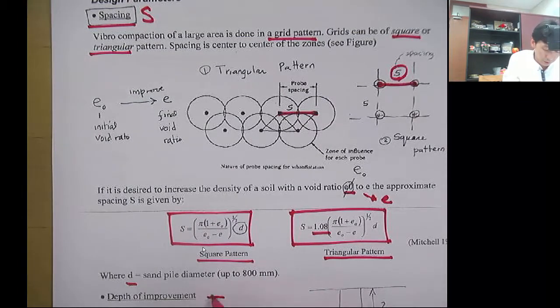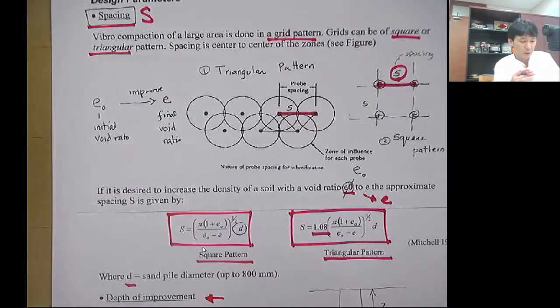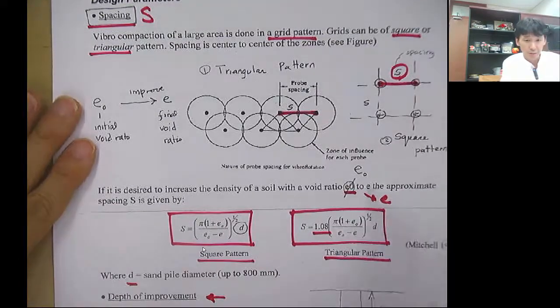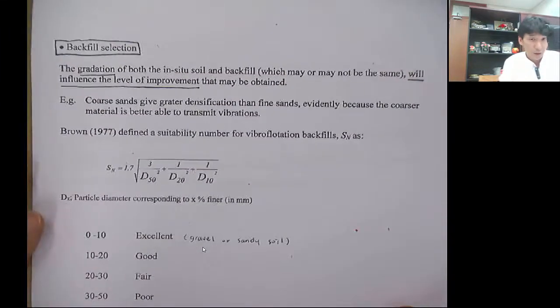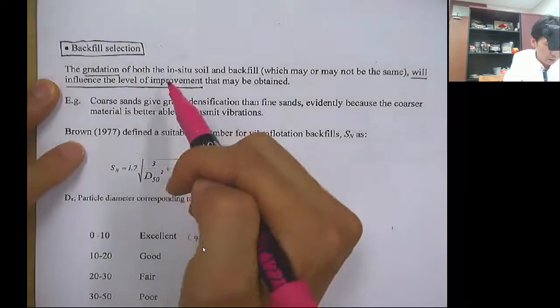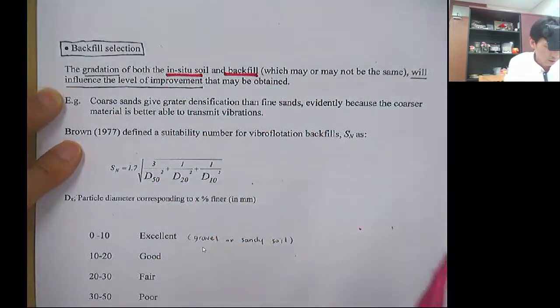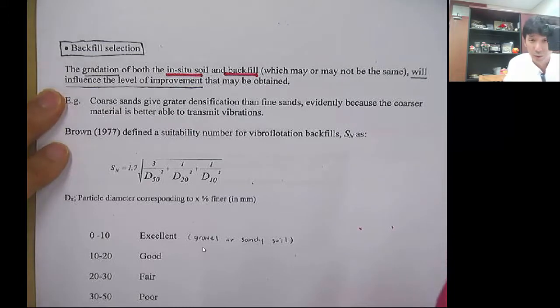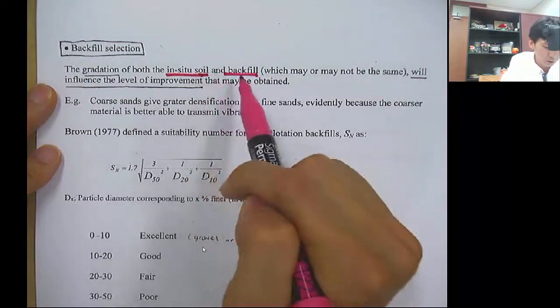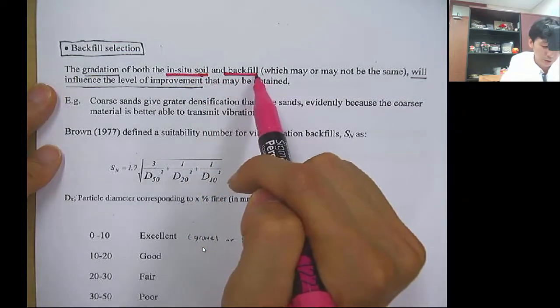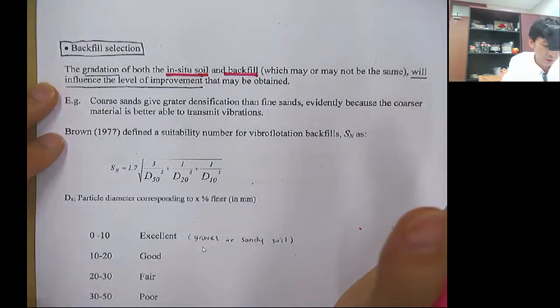So this will be determined from the site investigation, and it tells you how thick of a soil layer should be compacted. Then the backfill selection. The gradation of both the in situ soil and the backfill soil will influence the level of improvement that may be obtained. Depending on the case, the in situ soil can be used as a backfill material, or you can use a different coarse material as a backfill material.